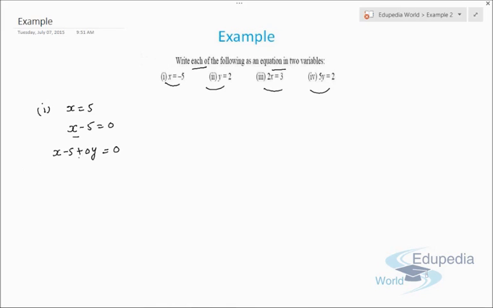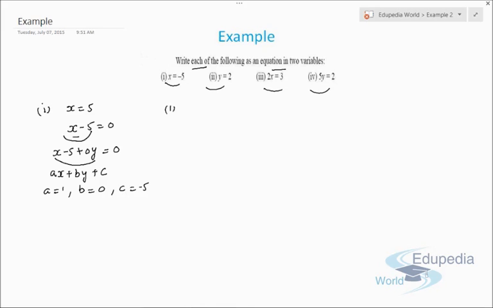So you can clearly see that 0 multiplied by anything will make it 0. So when we add 0 to any number or equation, it will not change the equation. So this equation will be the same equation as this equation. So this is how we can introduce a variable into any one variable equation. So now this equation becomes the form of ax plus by plus c, where a is 1, b is 0 and c is minus 5. So this is how we can convert an equation in one variable into an equation in two variables.